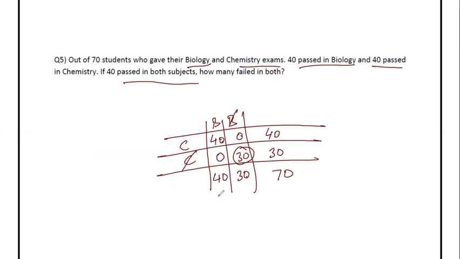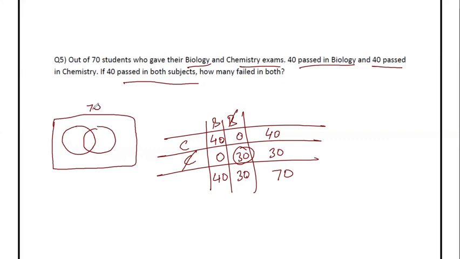Okay. Now, how would you solve this question 5 using Venn diagram? So quickly draw your Venn diagrams. You have the total as 70, you have bio and you have chemistry. And then 40 passed in biology. So this is 40 and this is 40 for chemistry. So then if you're saying out of 70 students, if 40 students are in chemistry, 40 in bio, then obviously it's 80. No, but there's something common, 40 passed in both.